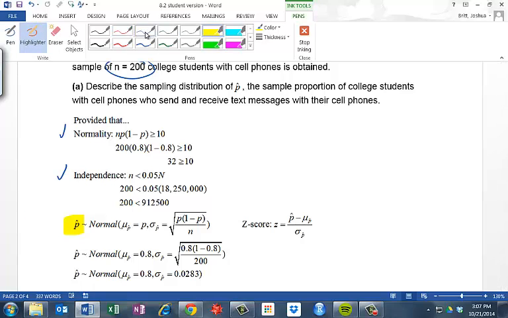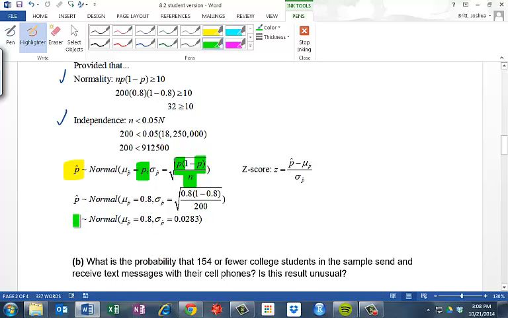So now let's get to the point, we describe the sampling distribution. To describe the sampling distribution, the only thing we have to do is plug in P, and then plug in the square root of P times 1 minus P over n. And we do that, and we get that P hat follows a normal distribution with the mean here and the standard deviation here. We're going to use the mean and the standard deviation shortly.